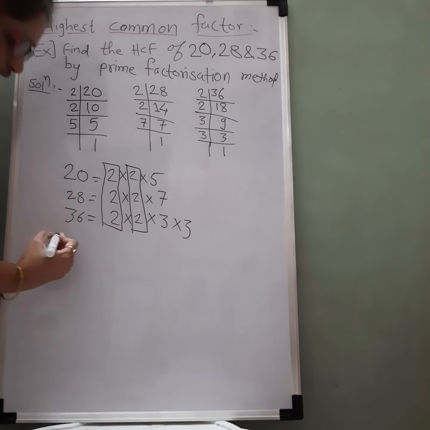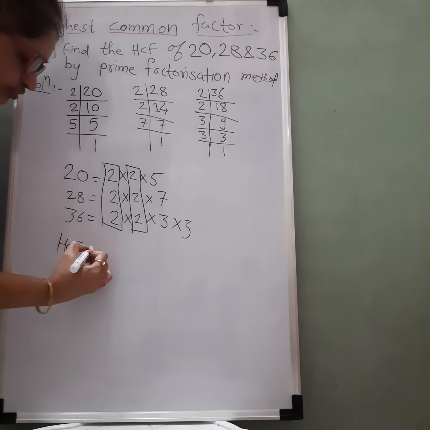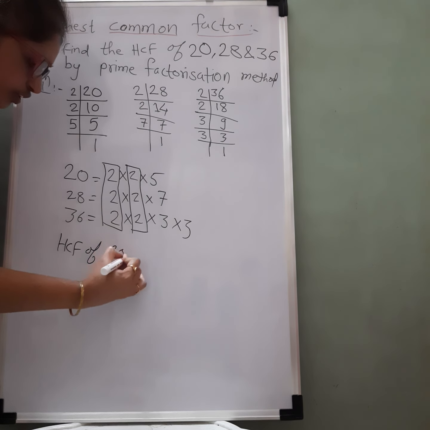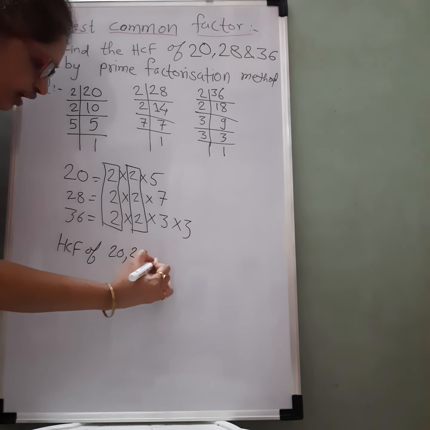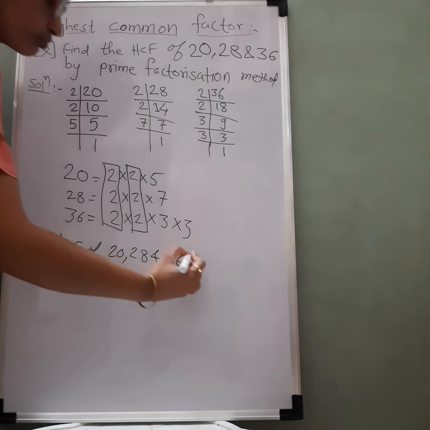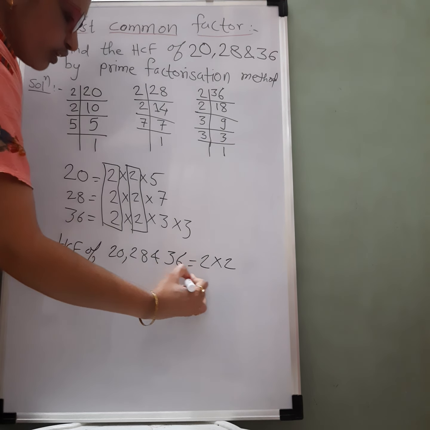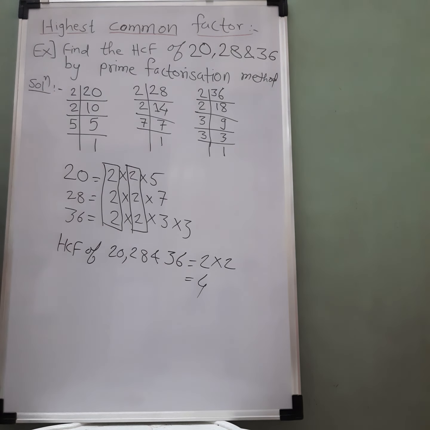So here the HCF of 20, 28 and 36 is 2 into 2, which is equal to 4. So the HCF of 20, 28 and 36 is 4.